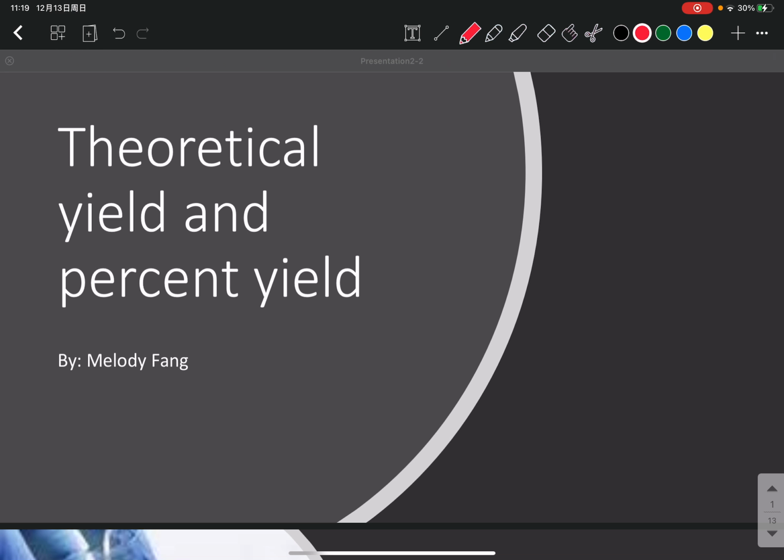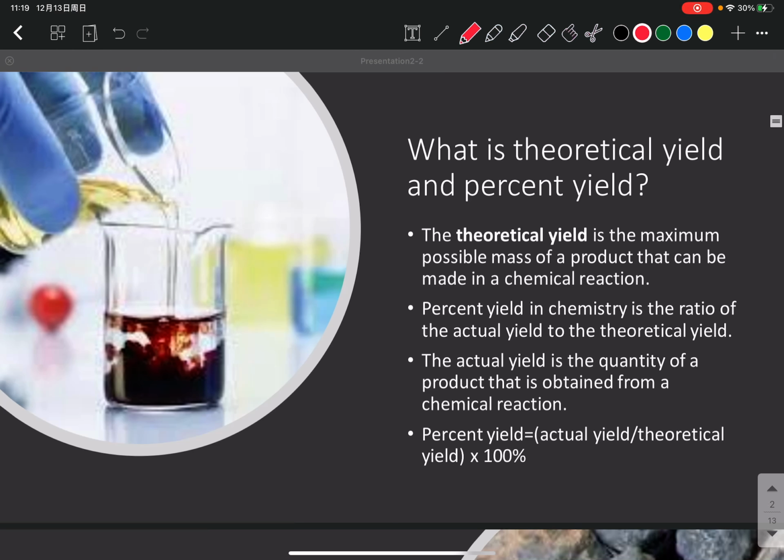Today, I want to talk about theoretical yield and percent yield. Let's review first. What is theoretical yield and percent yield? The theoretical yield is the maximum possible mass of a product that can be made in a chemical reaction. Percent yield in chemistry is the ratio of the actual yield to the theoretical yield. The actual yield is the quantity of a product that is obtained from a chemical reaction.